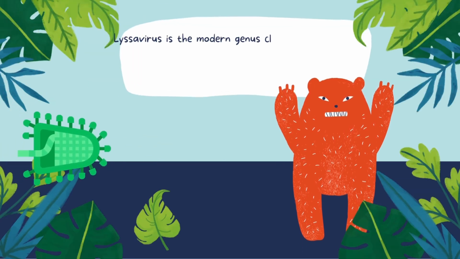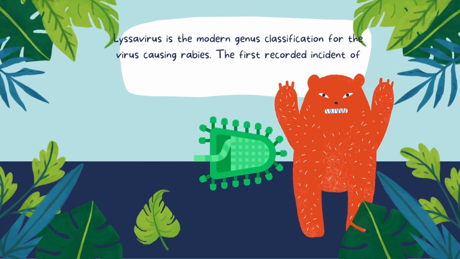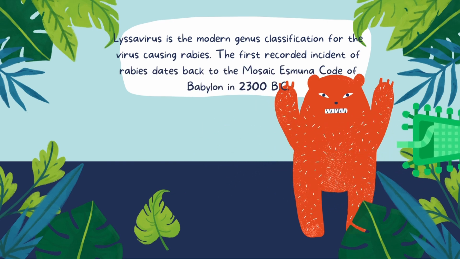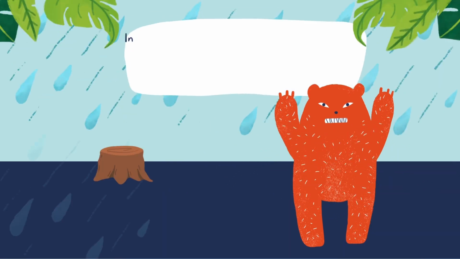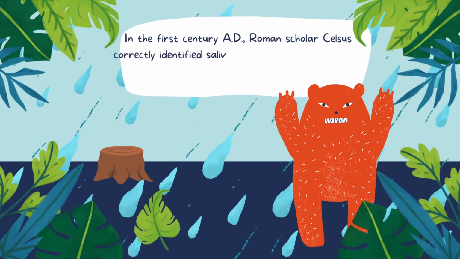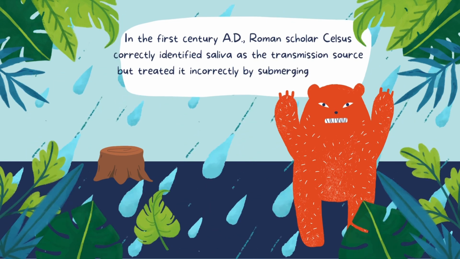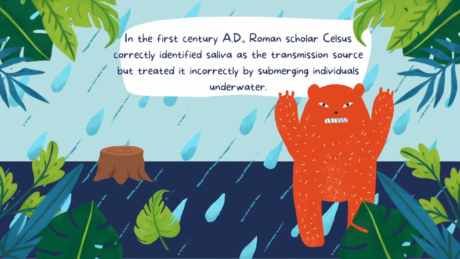Rabies is a disease that has been around for a long time, with the first recorded incident of it being in the Mosaic Eshnunna Code of Babylon in 2300 BC. Later, in the 1st century AD, a Roman scholar named Celsus correctly guessed that rabies is transferred through saliva, but incorrectly treated it by holding the person underwater.